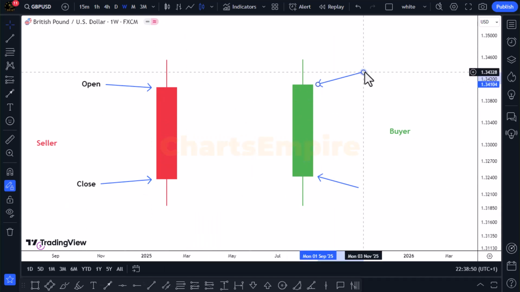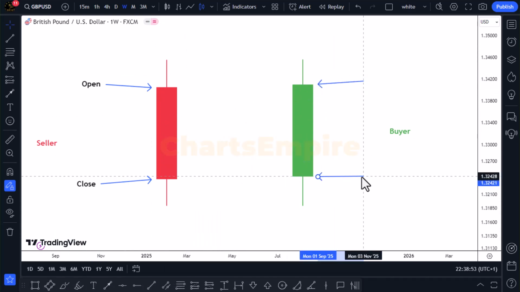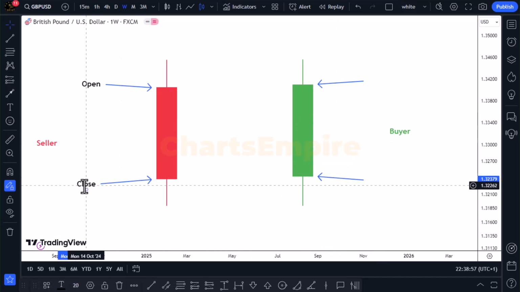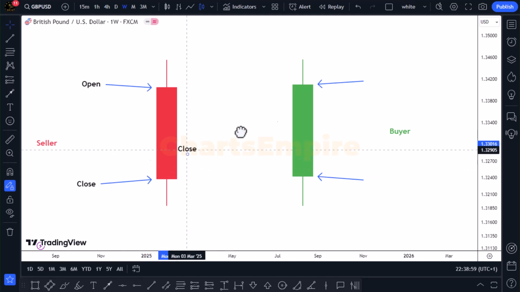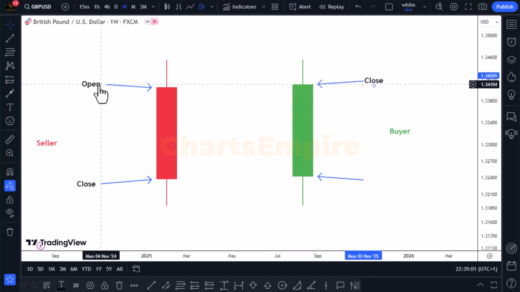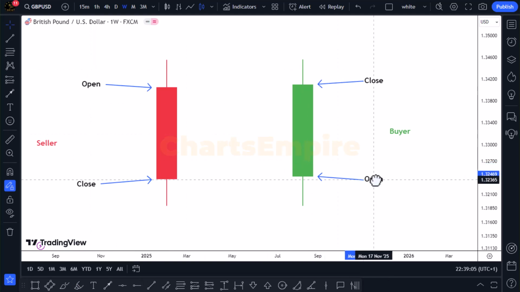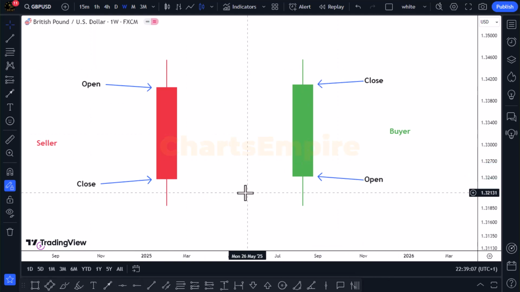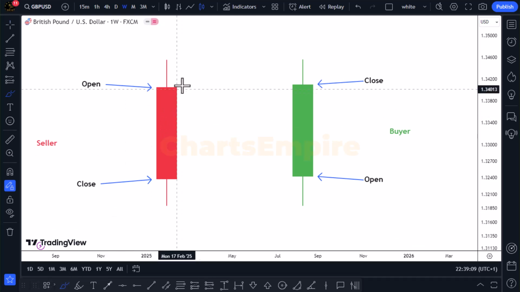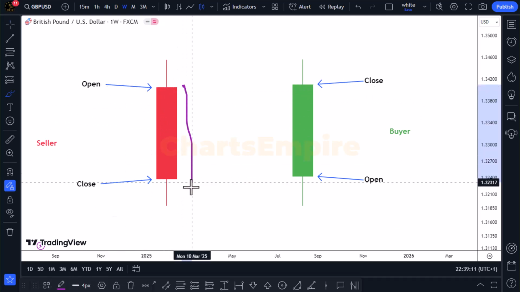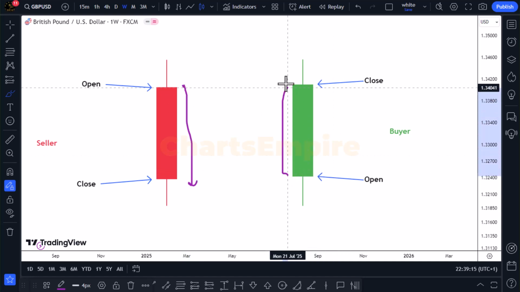The same thing happens here, but this time on the buyer's candlestick it was opposite. We have the close on the buyer side at the top, and we have the open on the buyer's side at the low. Now you can see the difference. On this one, price opens at a higher level and closes at a lower level, but on the buyer side it opened from a lower level and closes at the higher level. So that is the difference.